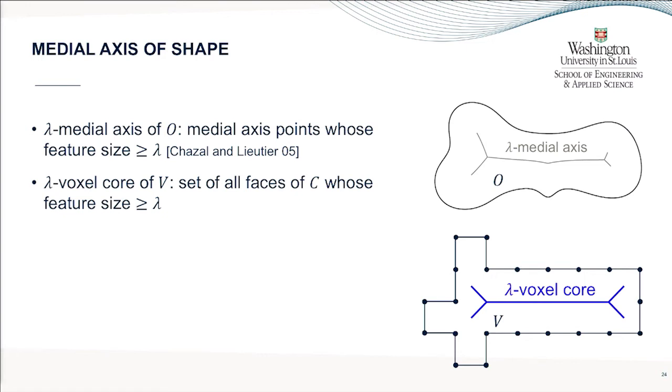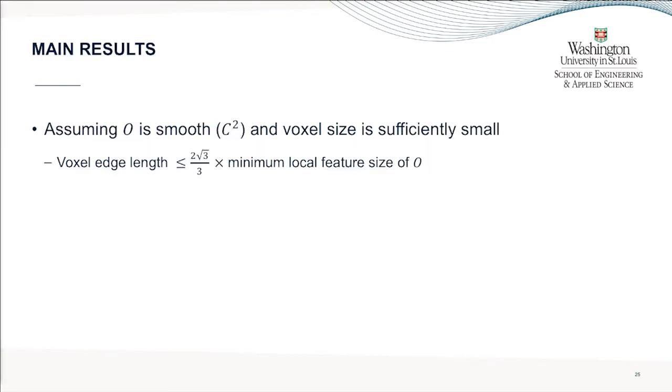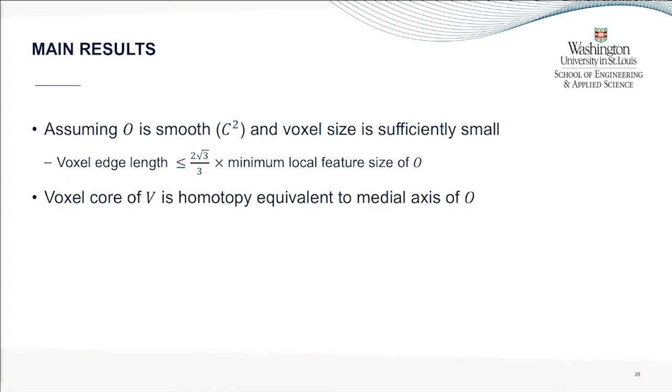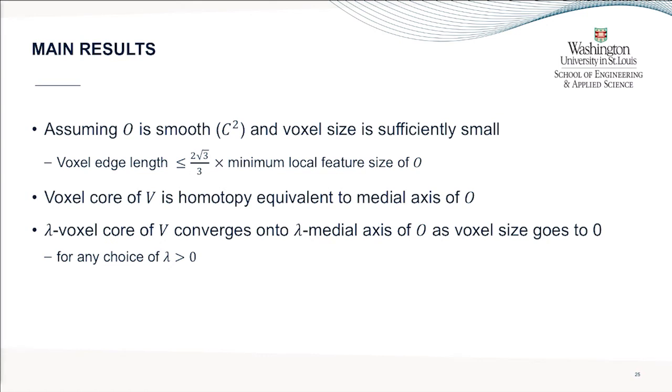All right, and with this in mind, now I present the main theoretical results of the paper. We have to make some assumptions, and as in all sampling-based methods, we assume that the shape is smooth. That means it's bounded by a C2 continuous surface, and our voxel size has to be small enough, where enough is relative to what's called the local feature size of the shape. When you satisfy these conditions, then we can show that first, the voxel core preserves the topology of the shape. And what's even more important is that the lambda subset of the voxel core converges onto the lambda medial axis as your voxel size goes to 0.